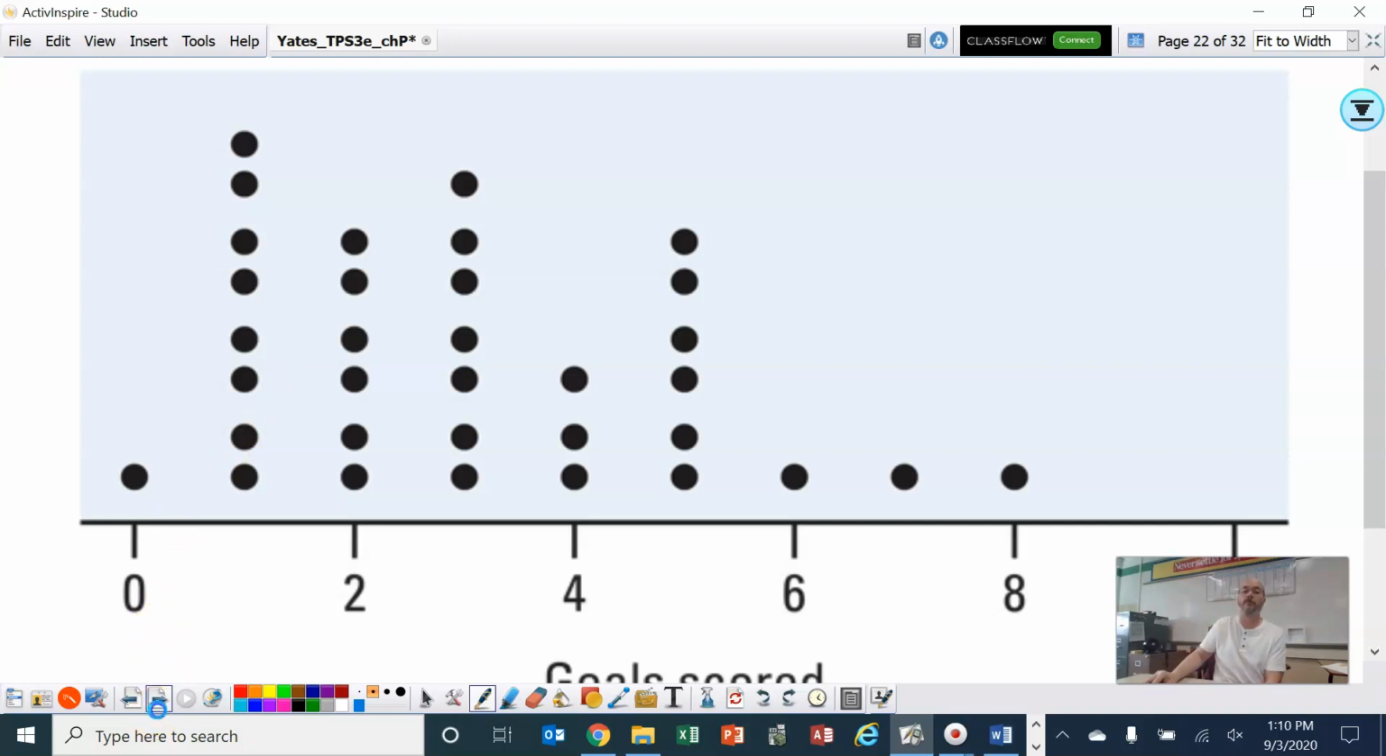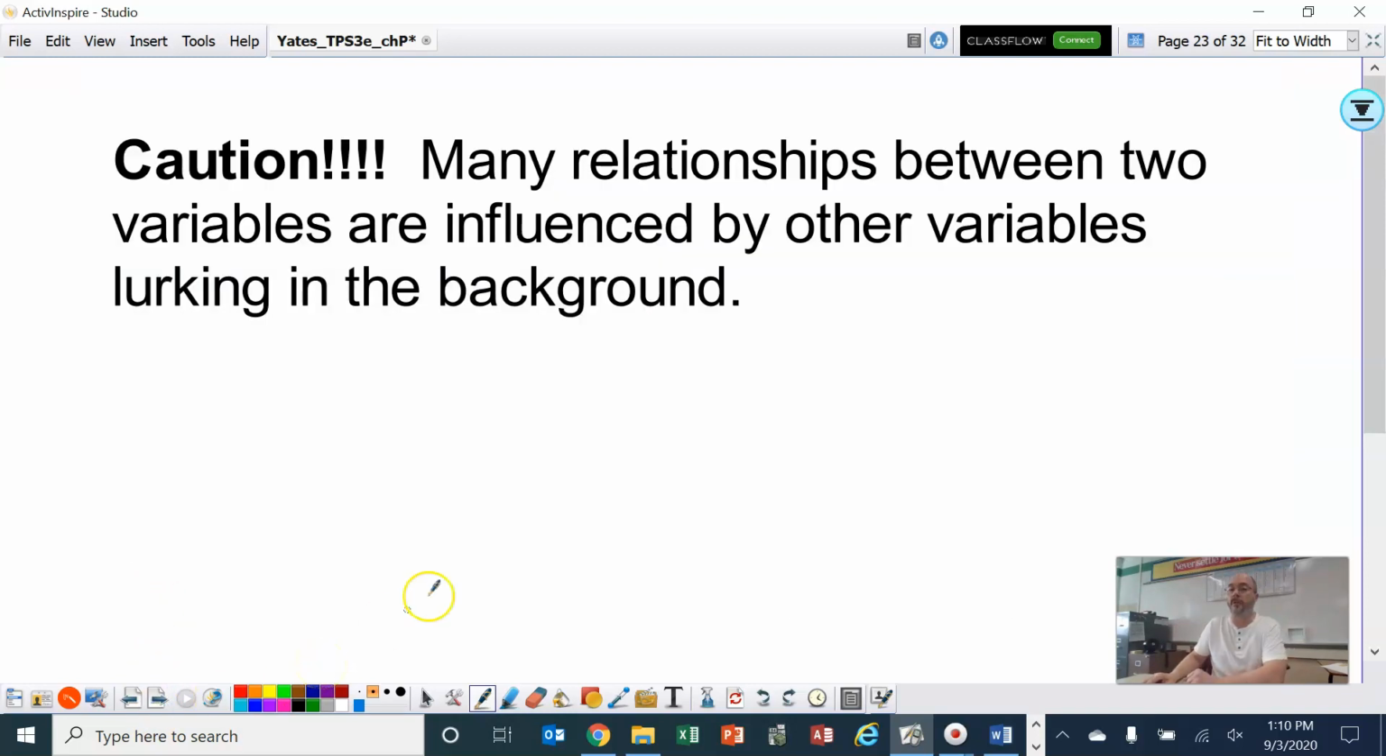All right, remember that. Caution, many relationships between two variables are influenced by other variables lurking in the background. We call those lurking variables. Other things are influencing something, but we may not know what those are. Those are called lurking variables. We'll talk about those in more detail later.